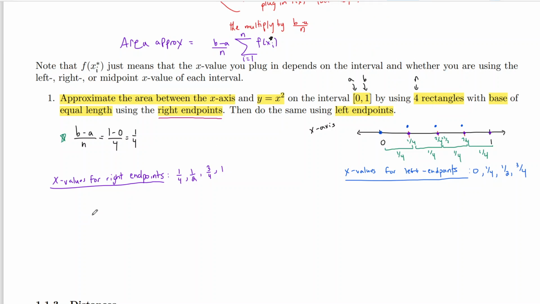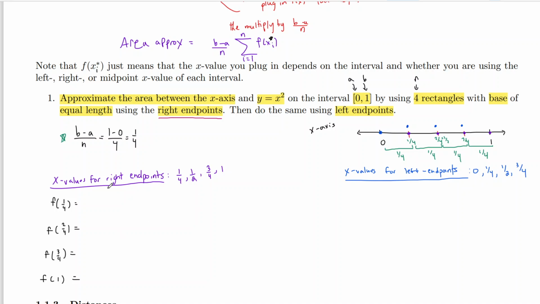All right, so what do we want to do? We want to go ahead and plug in all of our x values and then add them together. So for the right endpoints, we have f of 1/4. We have f of 1/2. I'm actually going to leave this as 2/4 just because when we plug in everything and add it together, it'll probably be easier if we have the same denominator. I'm going to plug in f of 3/4, and I'm going to plug in f of 1. And if you want to write 1 as 4/4, you can.